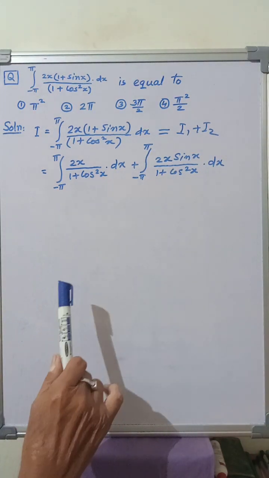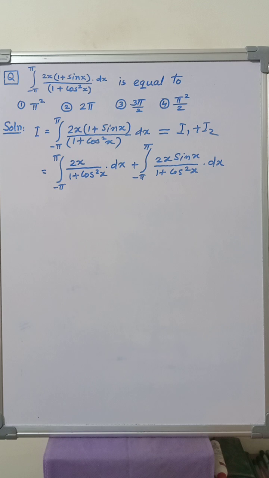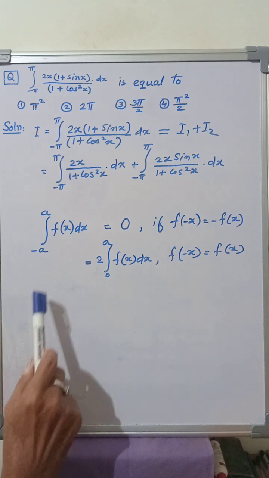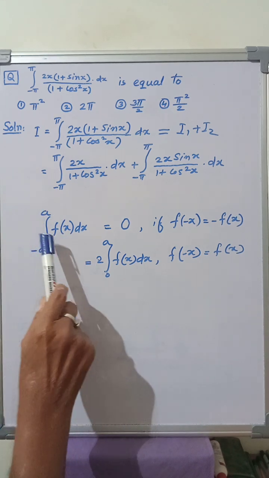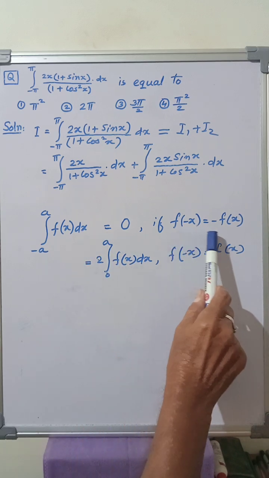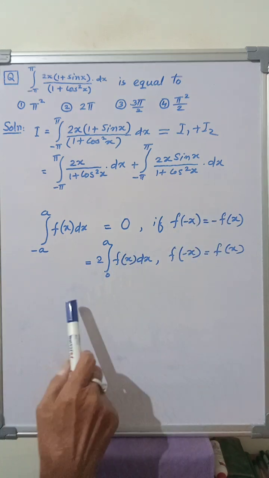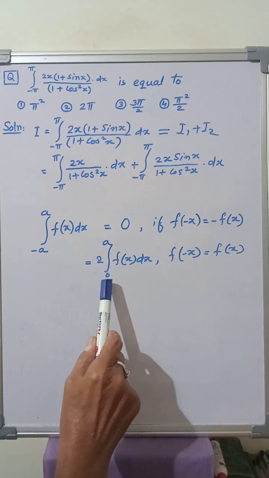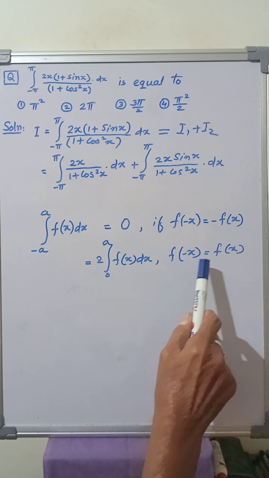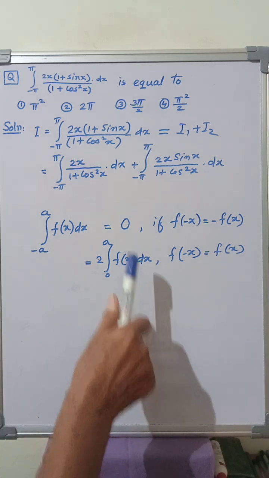Now we will apply a rule of definite integration to these integrals. If the limits are symmetric about 0, that is from minus a to a of fx dx, this will be equal to 0 if f of minus x is equal to minus fx. That means the function fx is an odd function. And this will be equal to 2 into integral between limits 0 to a of fx dx when f of minus x is equal to fx, that is when fx is an even function.